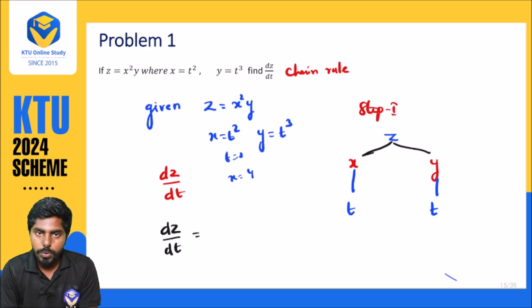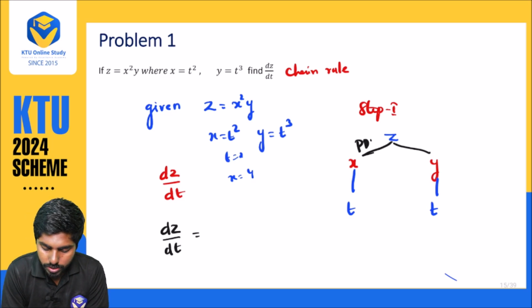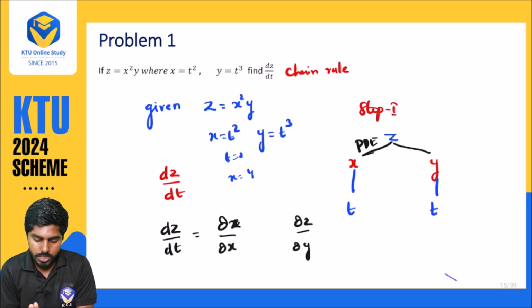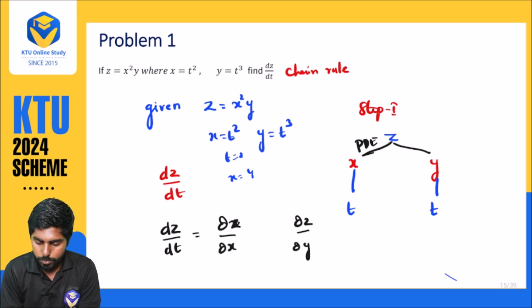Z is depending upon two variables. That means here it is a partial differential equation. So what is the thing? It will become ∂z/∂x and here ∂z/∂y. That is the partial derivative with respect to x and y, because z is depending upon two variables.